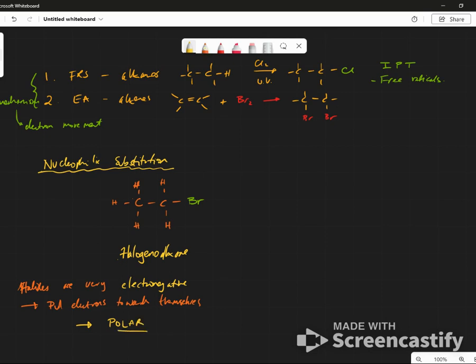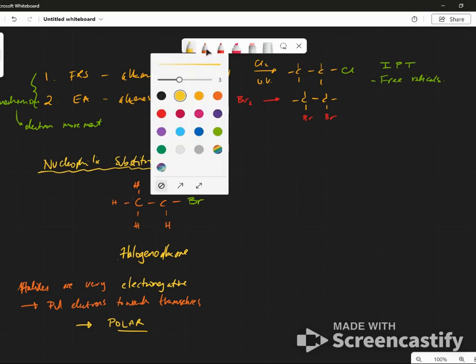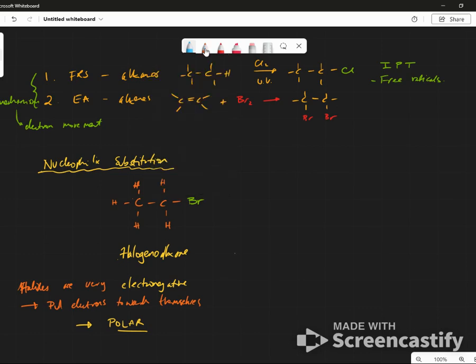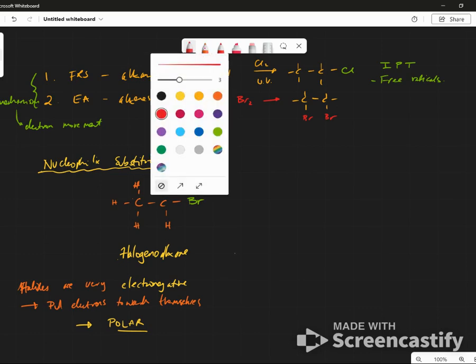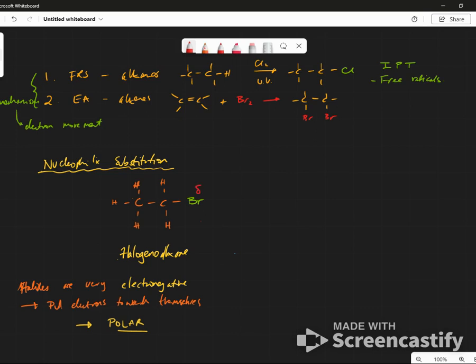Halogenoalkanes are polar. Thumbs up, thumbs down, please, quickly, while I'm rushing around. Good stuff. Well done, Tamani. Lungi, excellent.